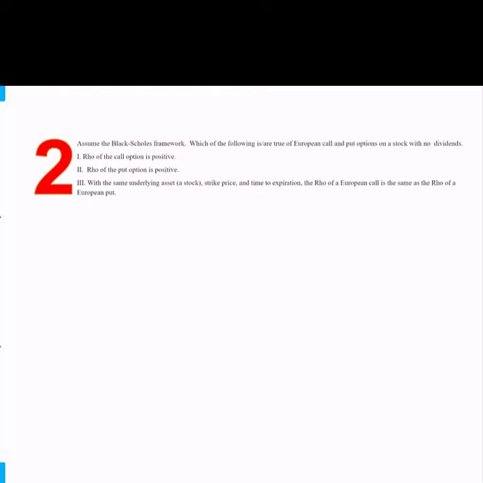So the first statement, rho of the call option is positive. Then we got rho of the put option is positive. With the same underlying asset, a stock, strike price, and time to expiration, the rho of the European call is the same as the rho of the European put. So this is the statement. So now we are going to verify whether they are right or wrong.